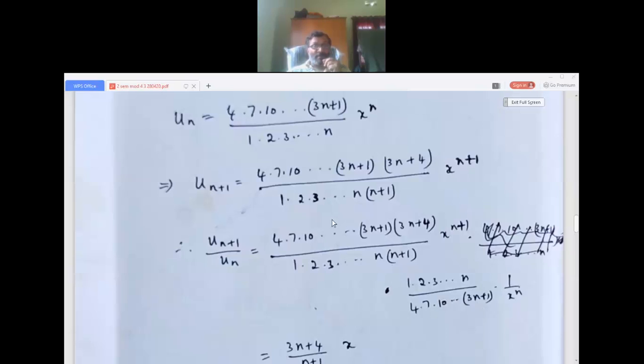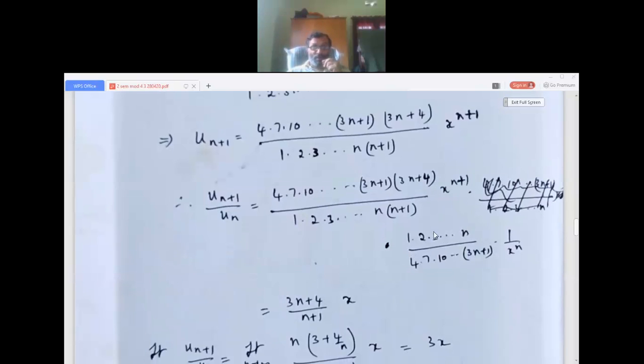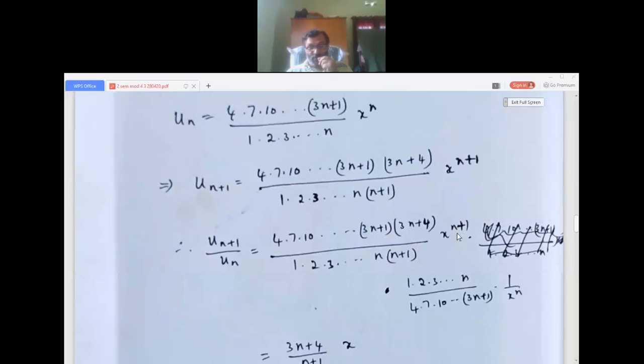Then 1 into 2 into 3 till n, then 4 into 7 into 10 till 3n plus 1, then 1 by x power n, because it is the denominator, it will be the reciprocal when you multiply. If you look at this carefully, 1, 2, 3 till n terms get cancelled. Here 4, 7, 10 till 3n plus 1 get cancelled. Remaining is 3n plus 4 by n plus 1 into x power n plus 1. X power n plus 1 can be written as x power n into x power 1. So x power n gets cancelled.